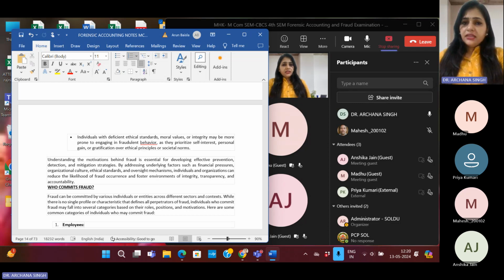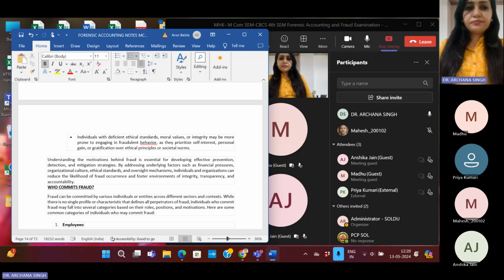So why do they engage in fraudulent behavior if they don't have any ethical standard or moral value? So what they do, they first prioritize themselves, their self interest, their personal gain, their gratification over ethical principles or societal norms. So because of those factors they can do the fraudulent activities, or they can have the fraudulent behavior.